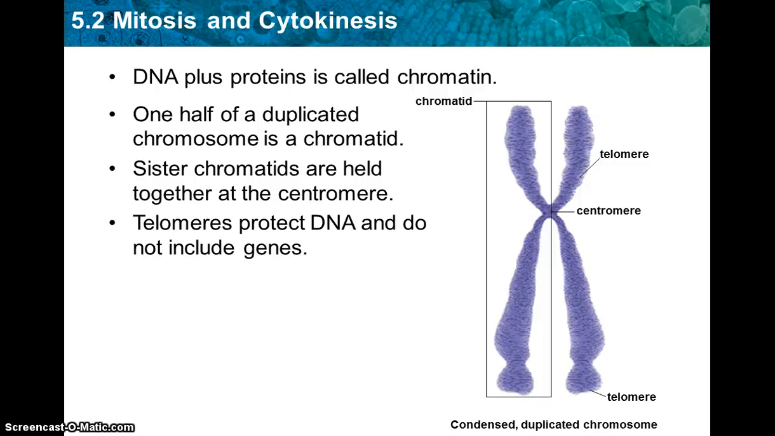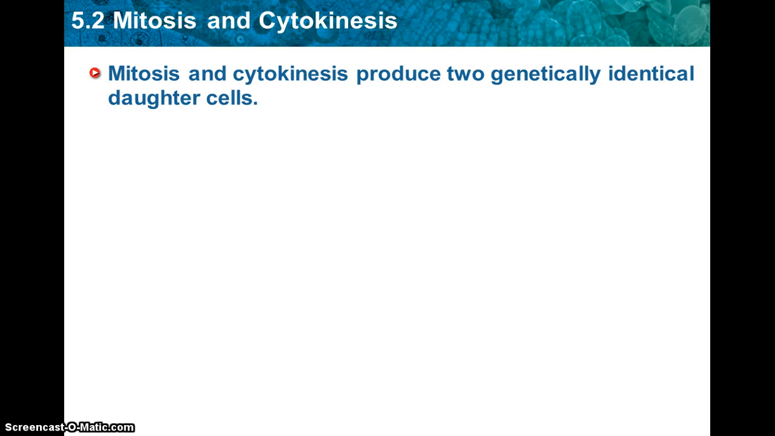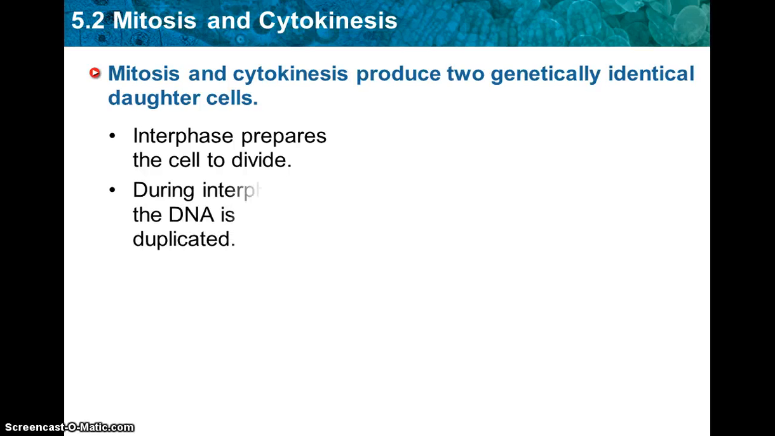So we're going to start talking about mitosis and cytokinesis next. Mitosis and cytokinesis produce two genetically identical daughter cells. So that's going to be two genetically the same. They have to be the same daughter cells. Interphase prepares the cells to divide. Interphase we talked about earlier. Interphase is going to be G1, S, and G2. And then we start mitosis and cytokinesis.